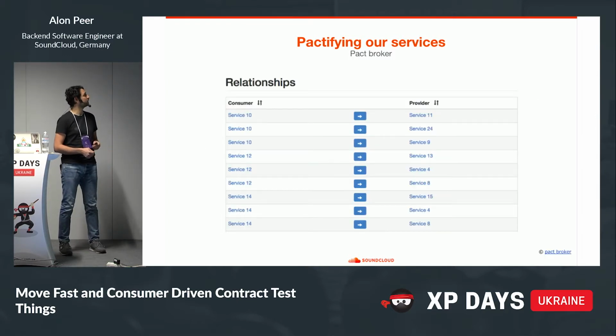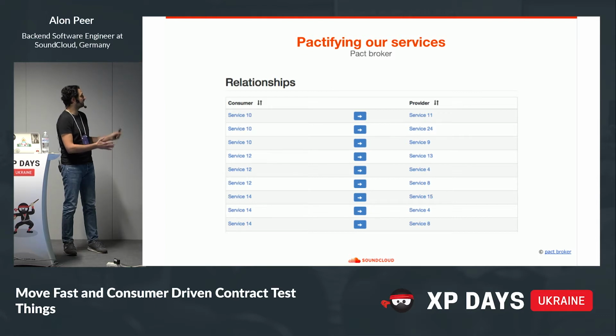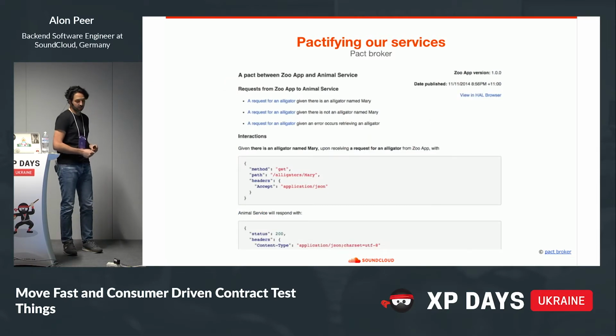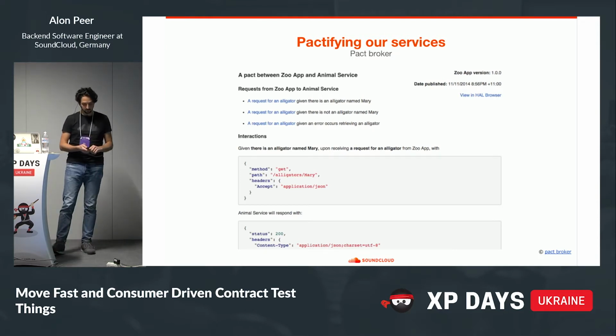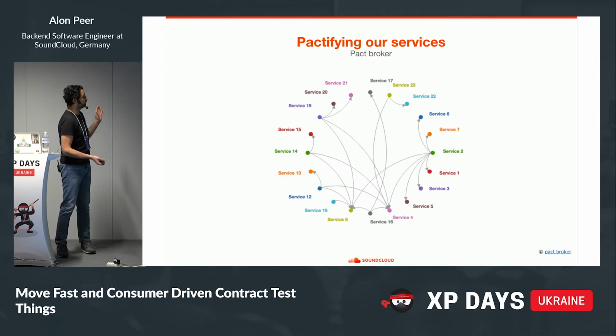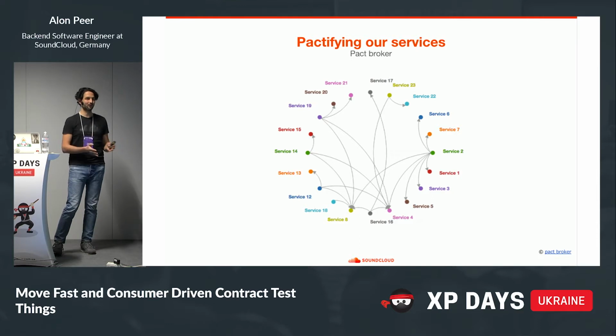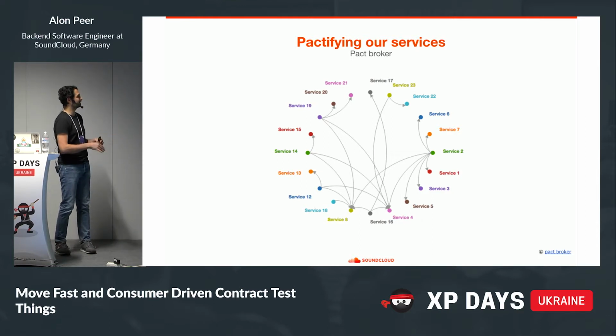So that Pact Broker, this is the main screen. What you can see here is relationships between different services on your platform. You can see which services have defined contracts to which other services. And when you click through one of those, you get a nice screen where you can see the interactions between that consumer and the provider. There's also a network view where you can see a kind of dependency graph. An incomplete one, because probably not all your services have contract tests written, so this is a dependency graph only for those services who have defined their contracts.